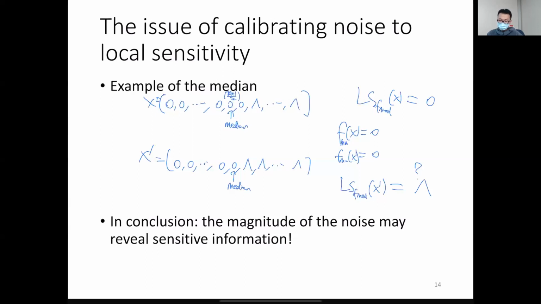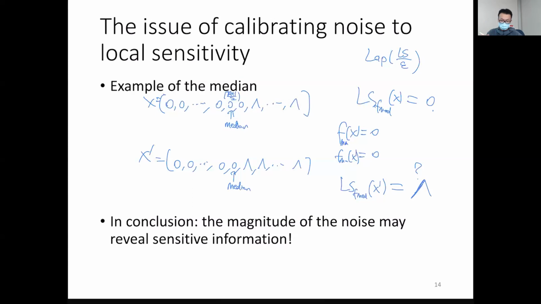Yeah, it's the largest possible. Excellent, so it is lambda. So what would you do? Suppose you calibrate your noise, say add Laplace noise with a scale parameter proportional to the local sensitivity over epsilon. What is the behavior of these two data sets? In the first data set, since the local sensitivity is 0, you will not be adding any noise at all. In the second data set, since the local sensitivity is the largest possible, you will add a very large noise.